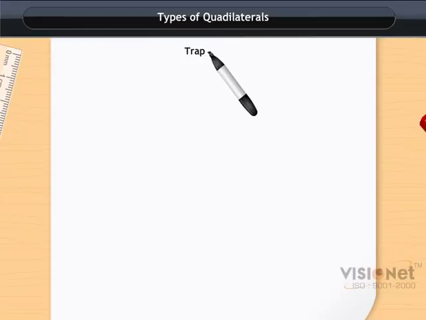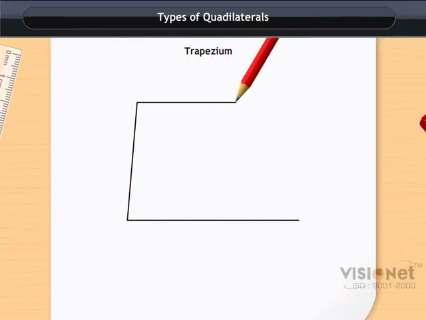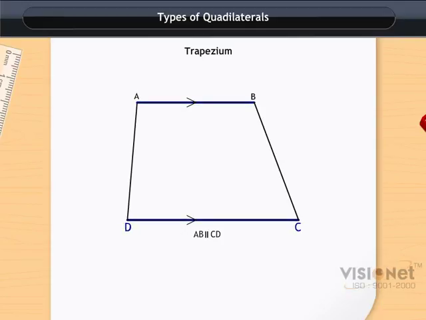A trapezium is a quadrilateral in which one pair of opposite sides is parallel. In the trapezium ABCD, AB is parallel to CD.